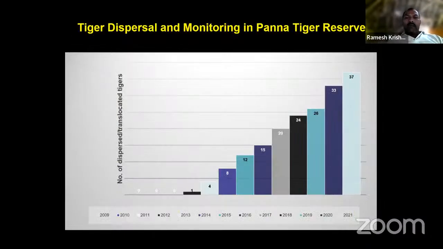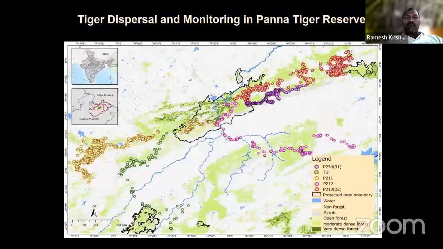In Panna, again, we had tiger populations recovered. There are about 37 tigers that have been dispersed out of the Panna Tiger Reserve. So we've been able to monitor where they're actually going around through this satellite telemetry. We could see where all they've dispersed. Even though the sample size is not that great, although we have the ongoing project where we'll be tracking more animals, we were able to understand where it went.